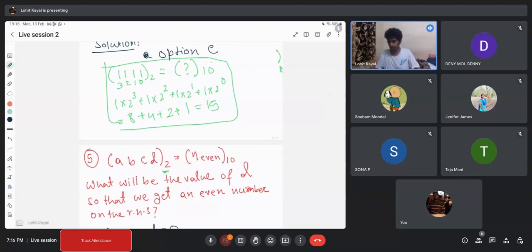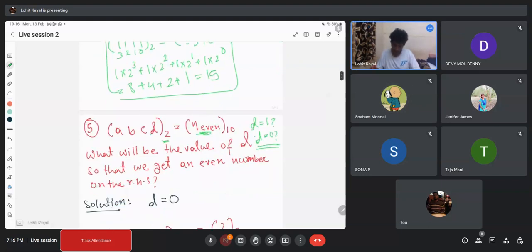Now you have to estimate when we will get an even number on the right hand side. Is it d equal to 1 or d equal to 0? Again, take a few minutes. d equal to 0 will be the answer. Now, what will be the reason?